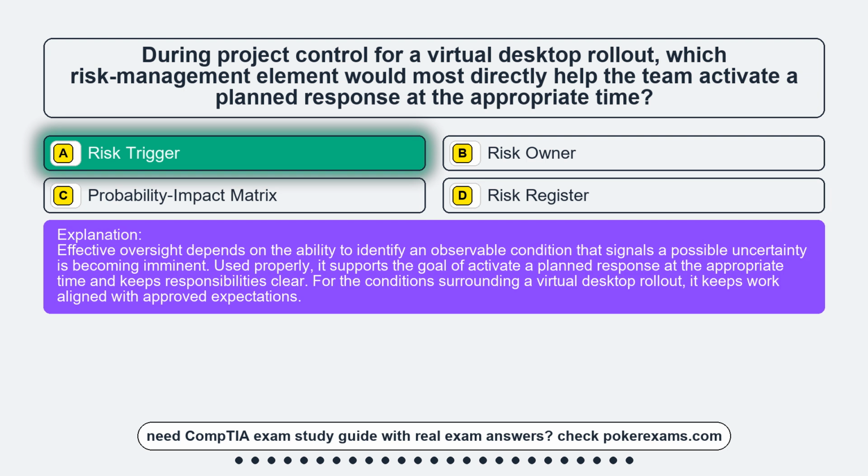Effective oversight depends on the ability to identify an observable condition that signals a possible uncertainty is becoming imminent. Used properly, it supports the goal of activating a planned response at the appropriate time and keeps responsibilities clear. For the conditions surrounding a virtual desktop rollout, it keeps work aligned with approved expectations.